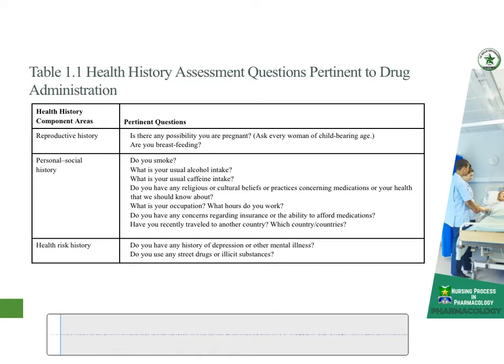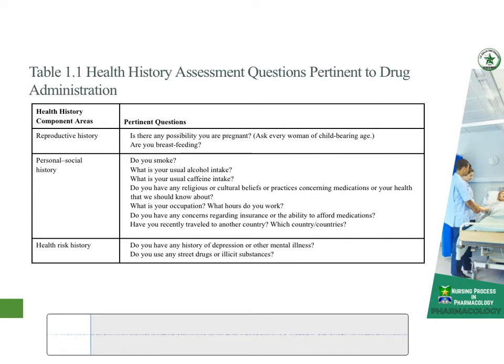So, naa siya tulo ka goals. We have the collecting baseline data, which is katong na-discuss kaganina, and we will try to collect the baseline data nga kinahanglan to evaluate the therapeutic and the adverse effect or any potential adverse effect to the patient. So, we also have the identifying high risk patients. Okay? So, later, atong i-discuss kung kinsa tong ma-identify nga mga high-risk patients in pharmacotherapy.